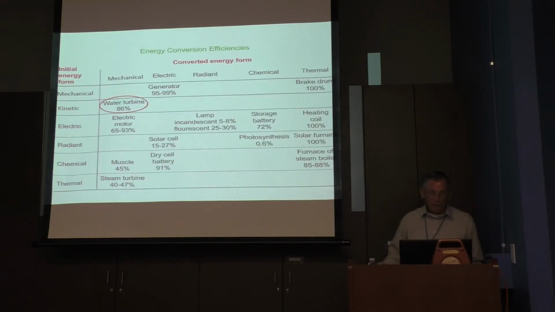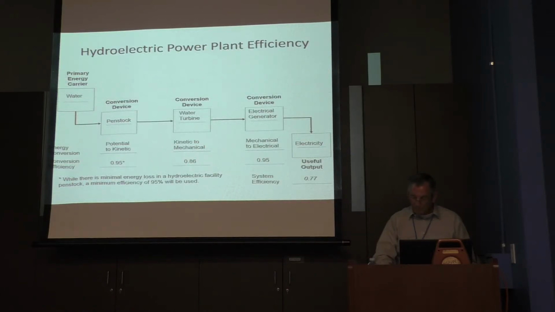So again, going back to this particular table, we can find that converting the kinetic energy of the flowing water into mechanical energy in a water turbine is about 86% efficient. So we can put that into the form again. In this case, the primary energy carrier is water. First conversion device, the penstock. So while there's a minimal energy loss in a penstock, a minimum efficiency of 95% is being used in this case.